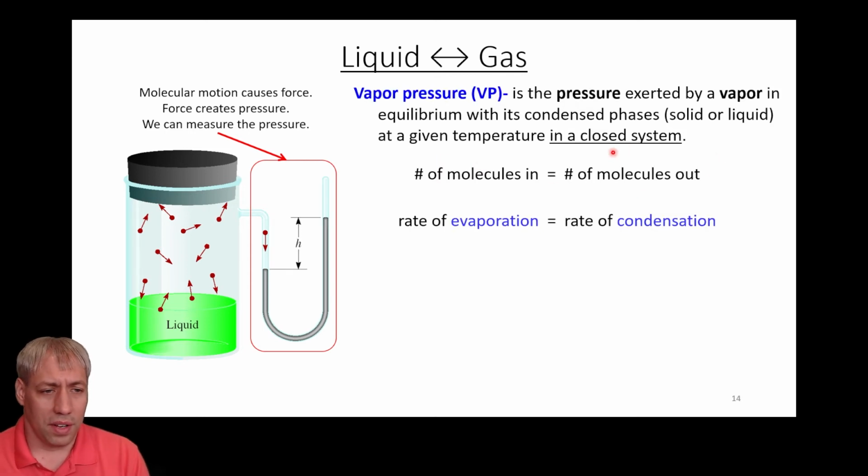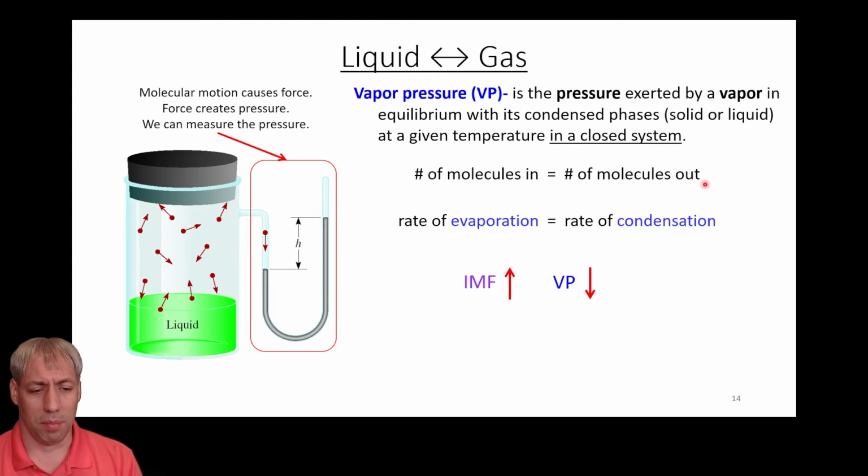The formal definition of vapor pressure is the pressure exerted by a vapor in equilibrium with its condensed phase. Again, this is the idea of molecules coming out of solution and going into the gas phase, and molecules in equal molecules out. The rate of evaporation equals the rate of condensation in a closed system. This is important because if it isn't closed, these molecules just go wherever they want and they don't exert pressure here. They're just going to escape. But in a closed system, the number of molecules in equals the number of molecules out, and you have a vapor pressure.